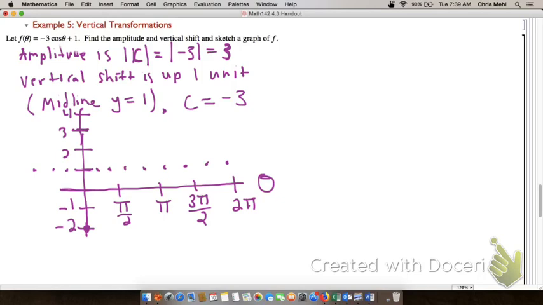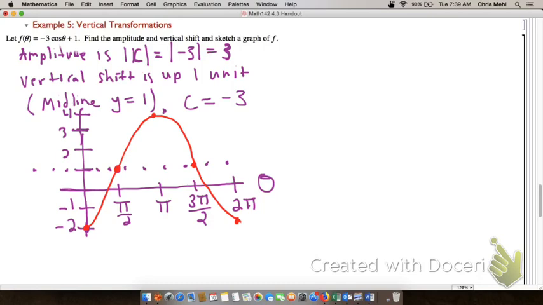A quarter way through cosine's period, you will be at the middle value. Probably a good idea if I change colors here for this. Okay, so a quarter way through the period you're at the middle value. Once you get to pi, usually you're at your minimum value, but because of the reflection, we are now at our maximum value of positive 4. And then you're back to your middle value at 3 pi over 2, and then you'll be back to your minimum value at 2 pi, and the graph is going to look like this. Okay, so there's a fundamental cycle of negative 3 cosine theta plus 1.